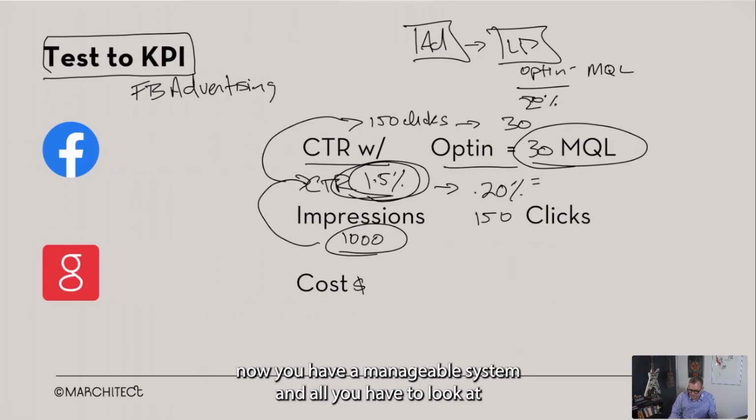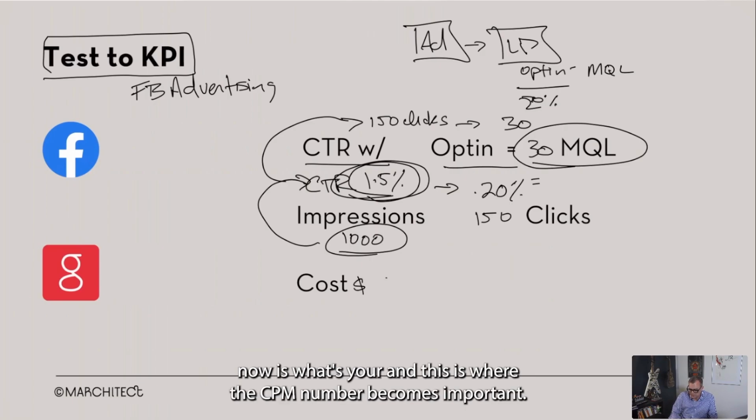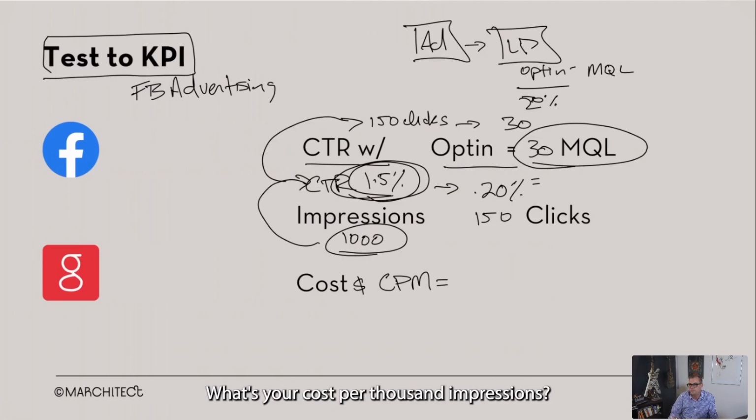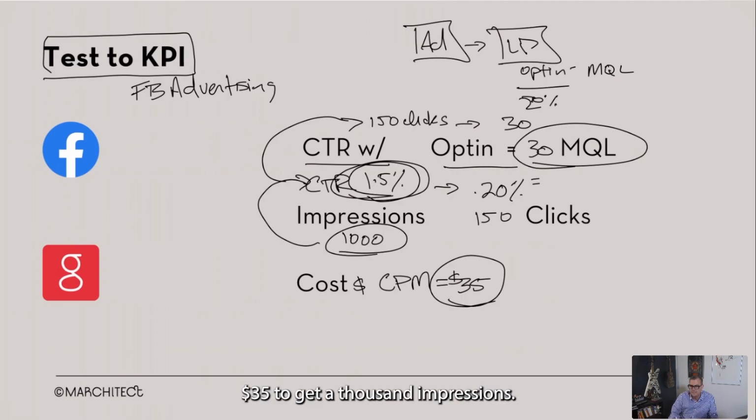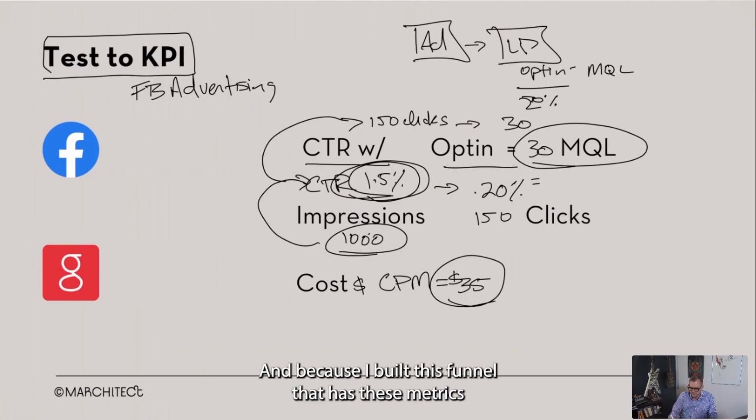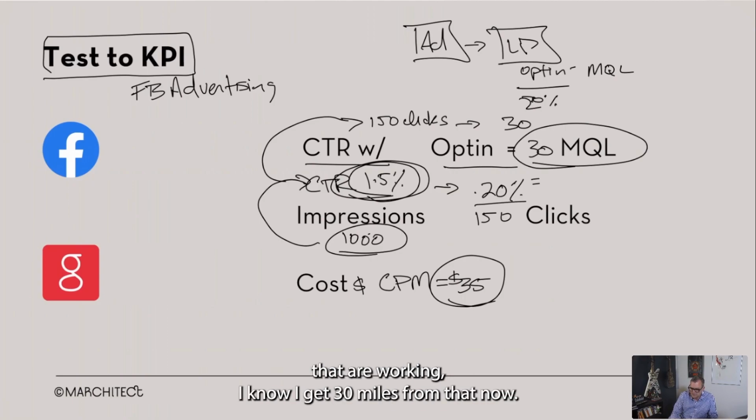And all you have to look at now is what's your, and this is where the CPM number becomes important, what's your cost per 1,000 impressions? For most industries, it's around $35. Well, gosh, all of a sudden now, I know I can pay $35 to get 1,000 impressions. And because I built this funnel that has these metrics that are working, I know I get 30 MQLs from that. Now my MQL cost is down around $1. It's even better than I thought.